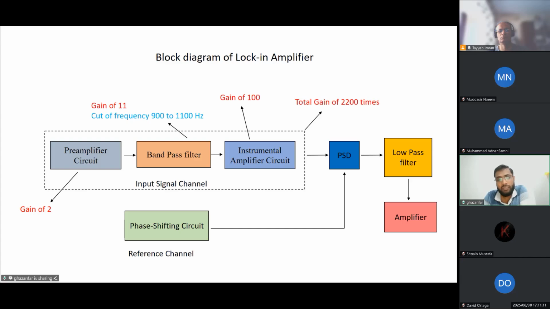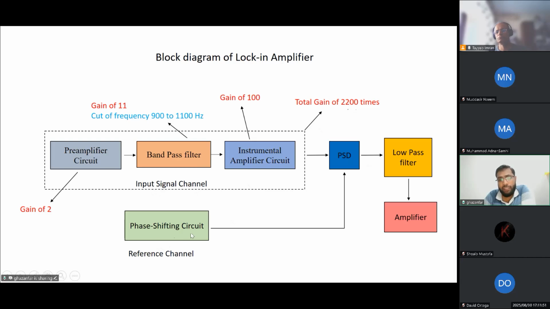Next is the band pass filter, in which we get a gain of 11 times, and the cutoff frequency required is 900 to 1100. The last one is the instrumentation amplifier circuit, which has a gain of 100 times. So the total gain of the input signal channel is about 2200 times. When we multiply all these gains, we get 2200 times total gain of the whole input signal channel.